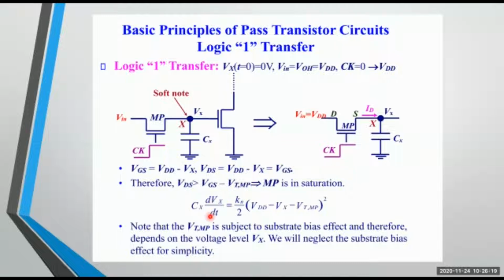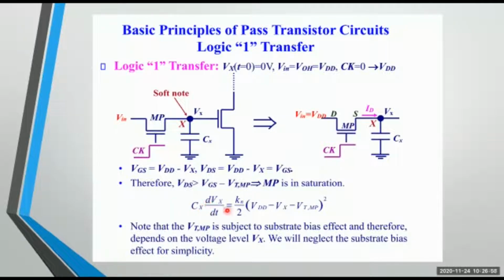So now let us see. This is an equation which tells about the operation in the saturation region. That is Cx dVx by dt, C dV by dt, which we have studied in our basics of physics. So Cx is a capacitor and Vx is the voltage at the node X. That is equal to Kn by 2, which is a constant, times (VDD minus Vx minus threshold voltage of this particular MOSFET) squared. So this is one.